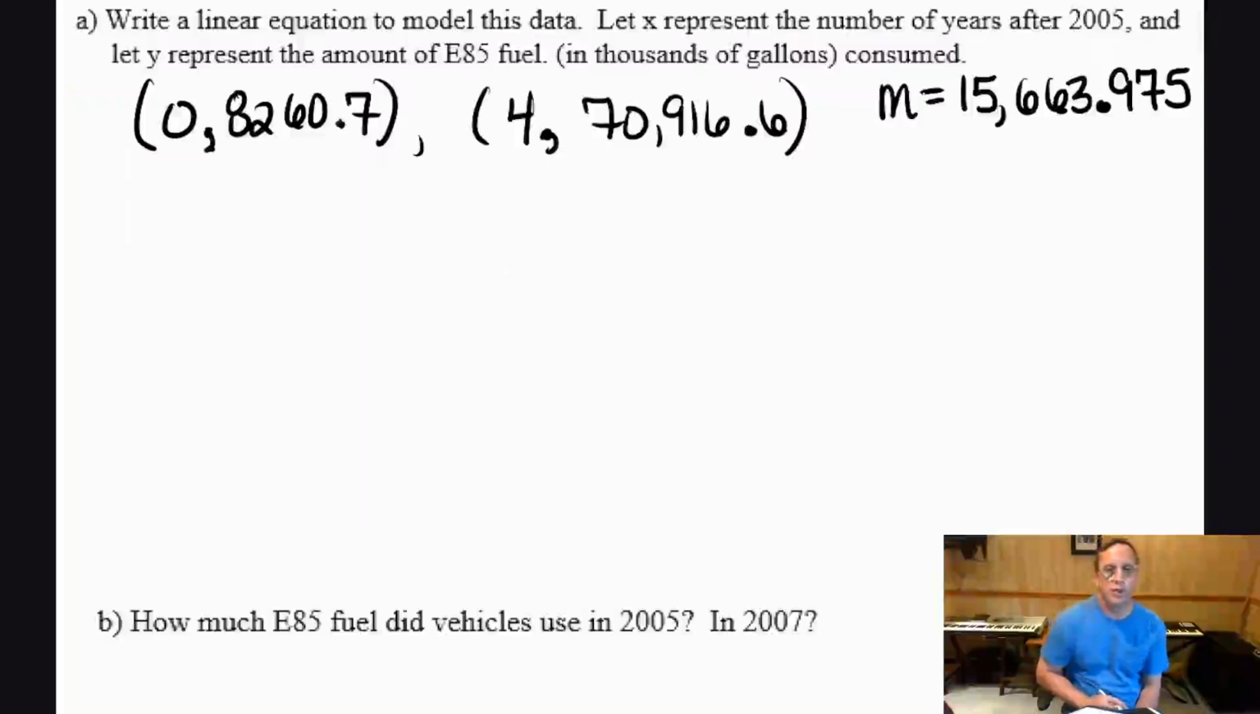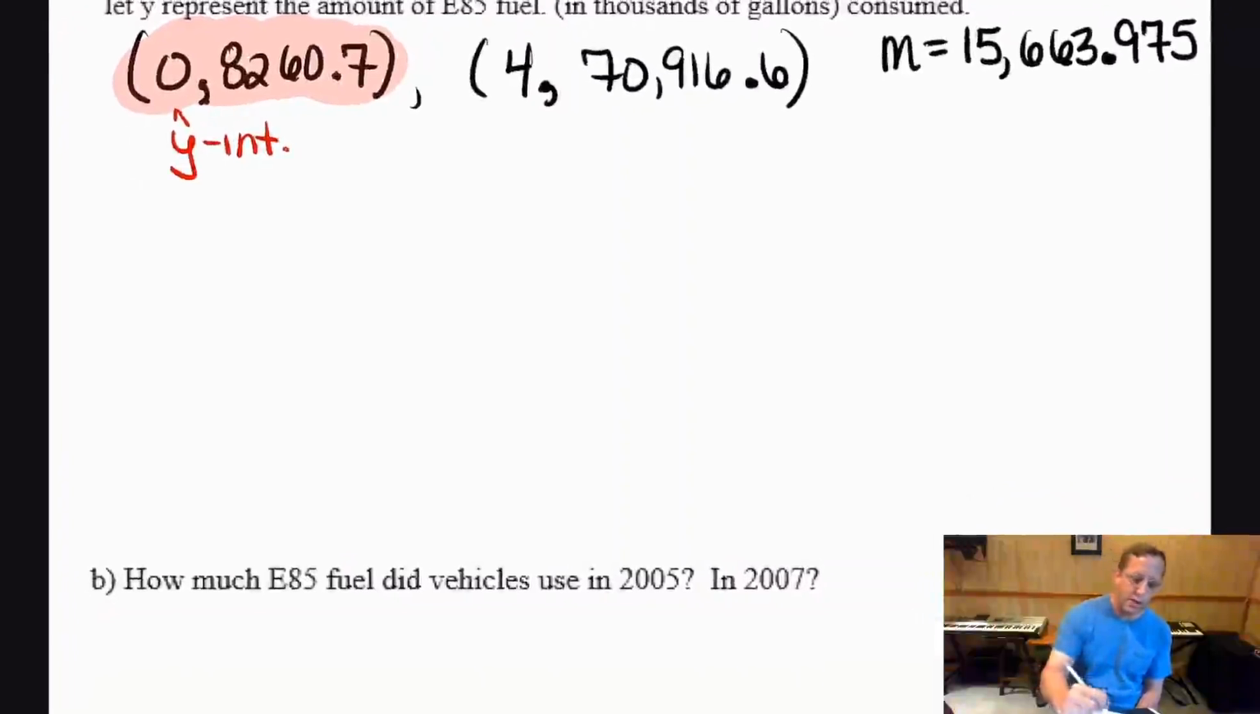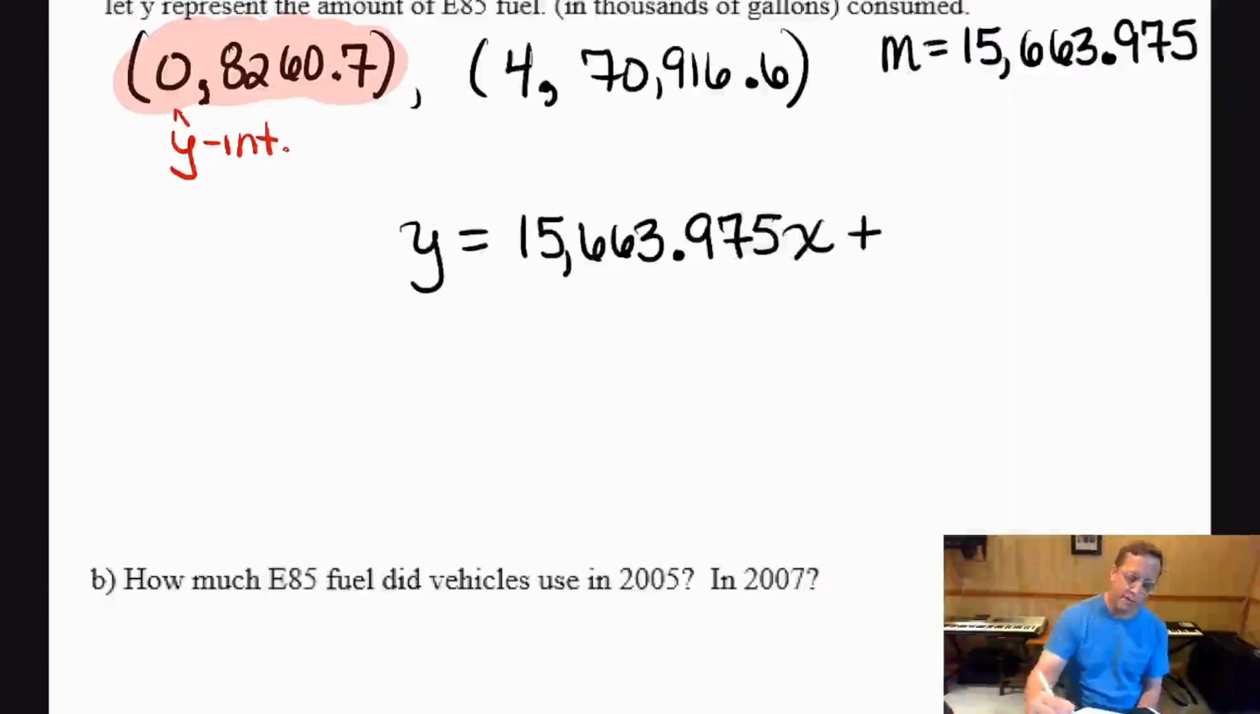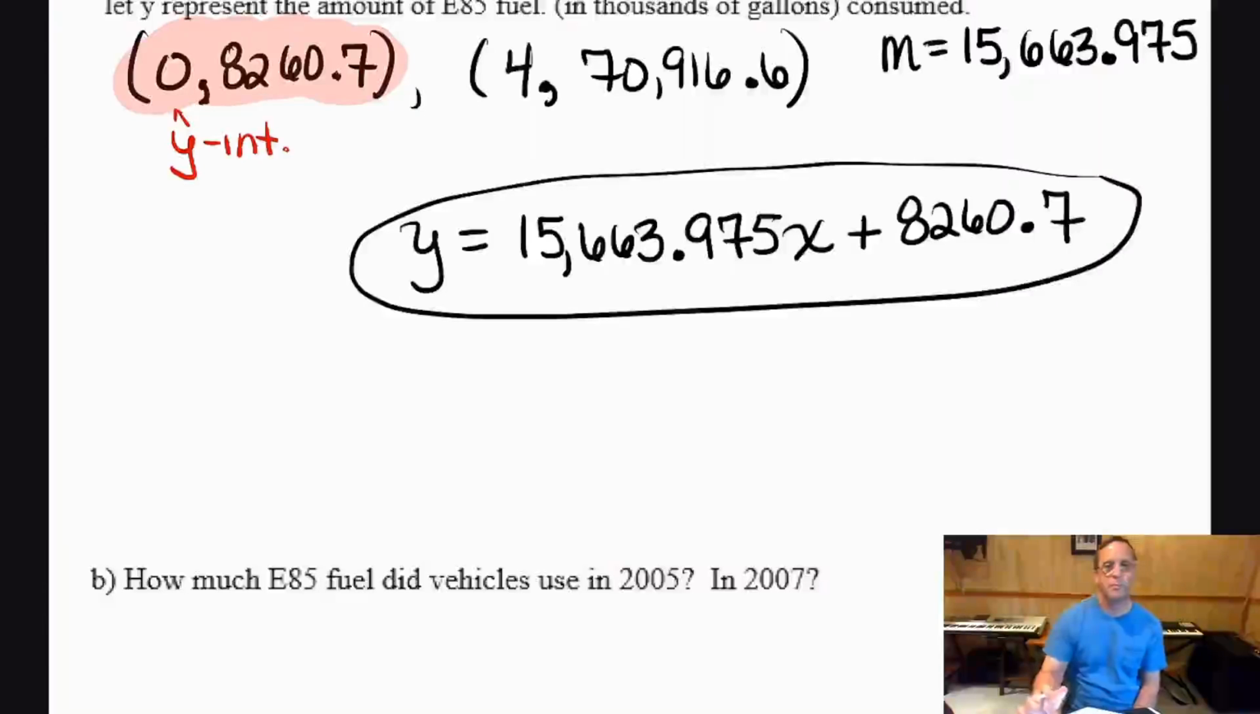Okay, now if you look at those two ordered pairs, this particular ordered pair right here is particularly useful because that is our y-intercept, because we have an x of 0. And so now it's just a matter of plopping it into y equals mx plus b. So we know that our slope is 15,663.975. Then we're going to put x, and then plus the y-intercept, and that's it. That's all you got to do for that one.